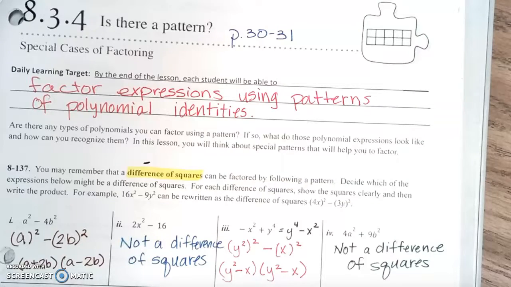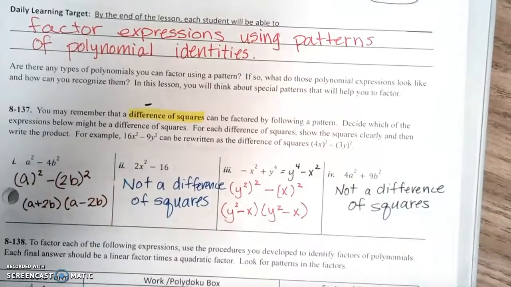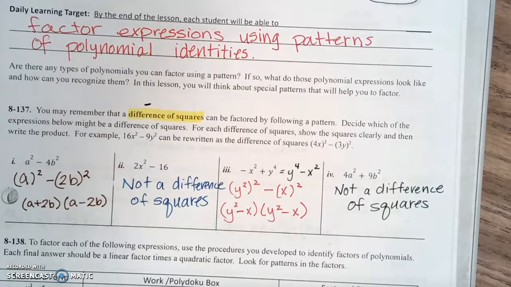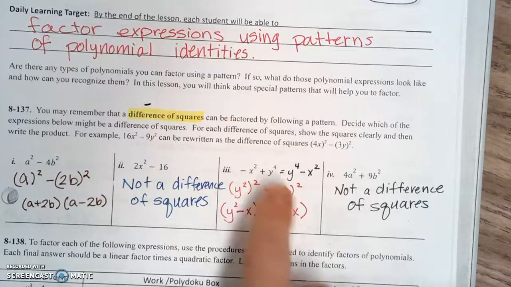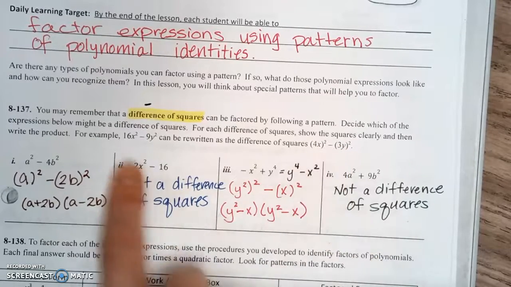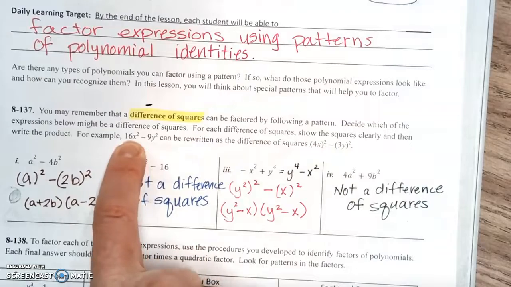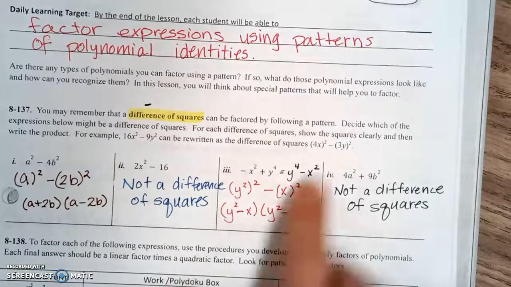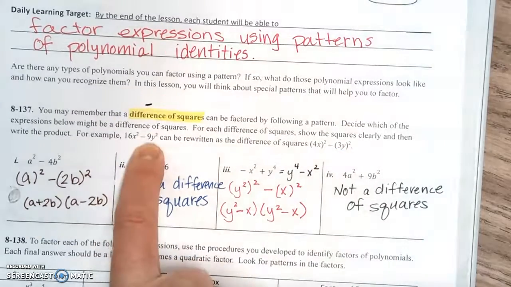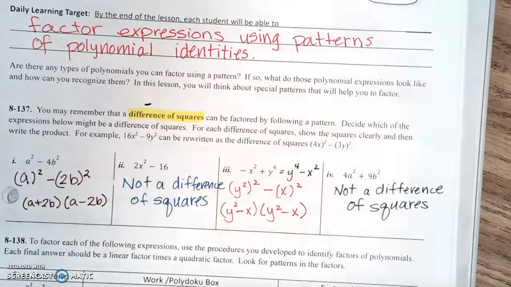Decide which of the following expressions below might be a difference of squares. For each difference of squares, show the squares clearly and then write the product. For example, 16x squared minus 9y squared can be rewritten as the difference of squares: 4x to the second power would be the square of 16x squared, and 3y squared would be the 9y squared, okay?